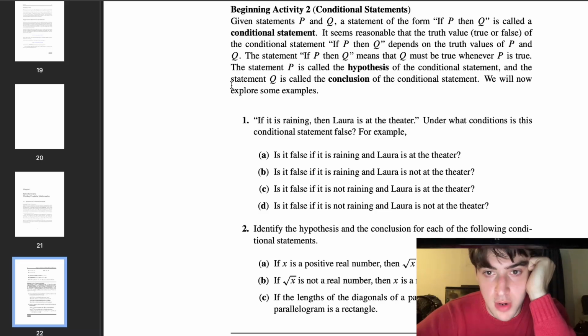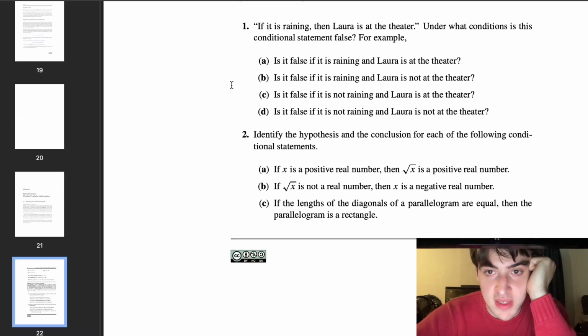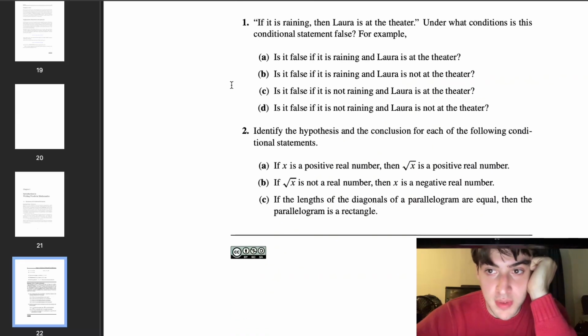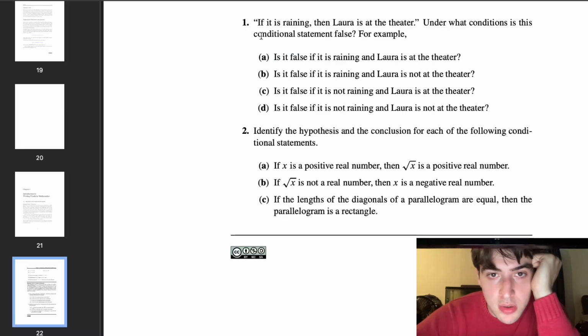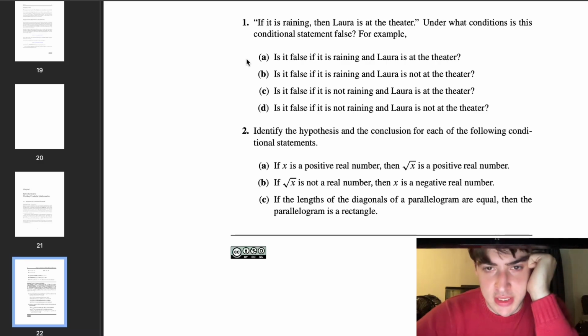All right. Okay. If it is raining, then Laura is at the theater. Under what conditions is this conditional statement false? For example, if it is raining, then Laura is at the theater. Under what conditions is this conditional statement false?